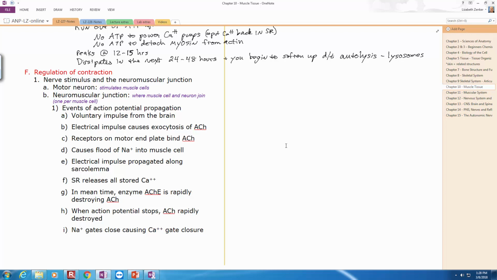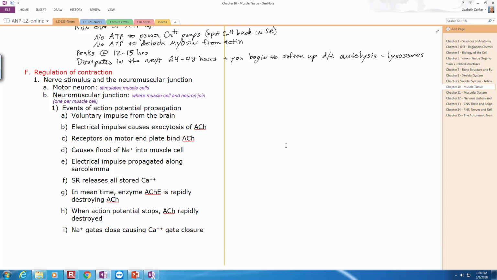So voluntary impulse from the brain. You say, I want to pick up my coffee mug. Voluntary, I want to pick it up, right? And an electrical impulse from the brain, the nerve zaps that muscle saying, do this. If I contract you, you'll be able to lift this, right? So this causes you to exocytose acetylcholine.